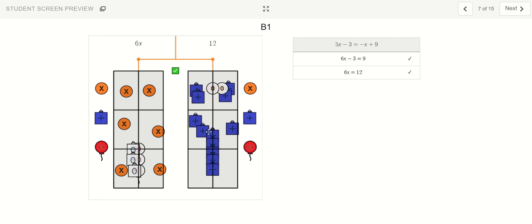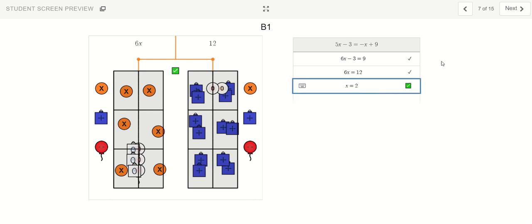Let's go ahead and see. If I divide these into 6 sections, each section is going to contain 2. See, when I divide on both sides, x equals 2. Let's take a closer look at this problem.